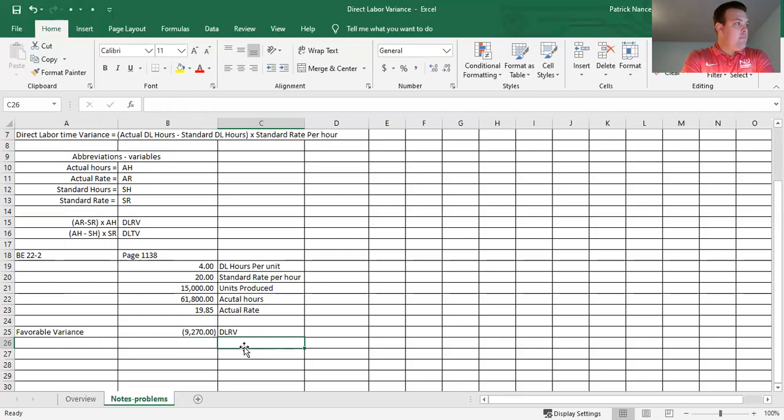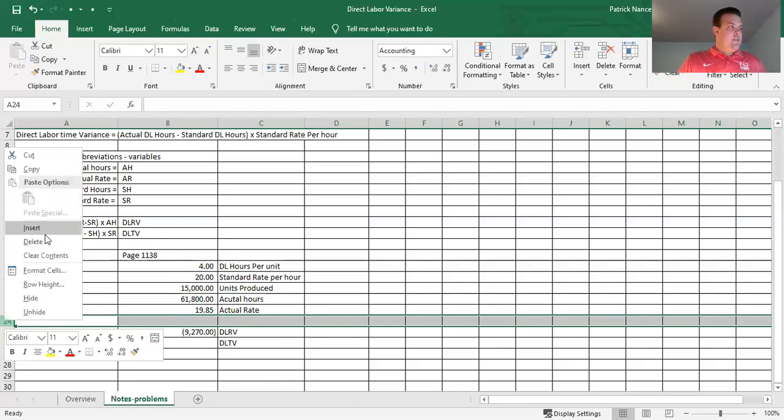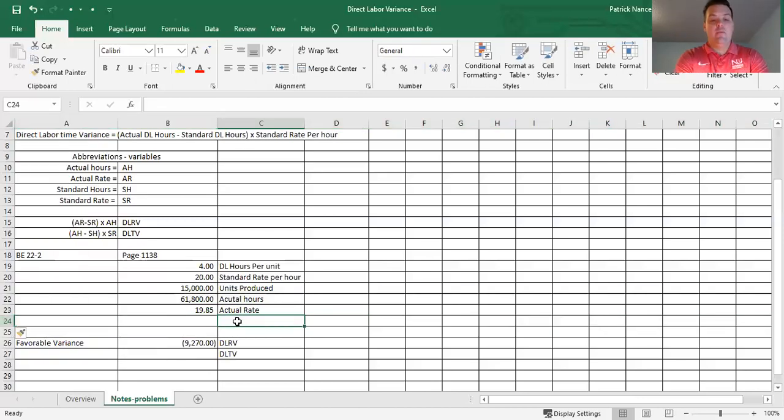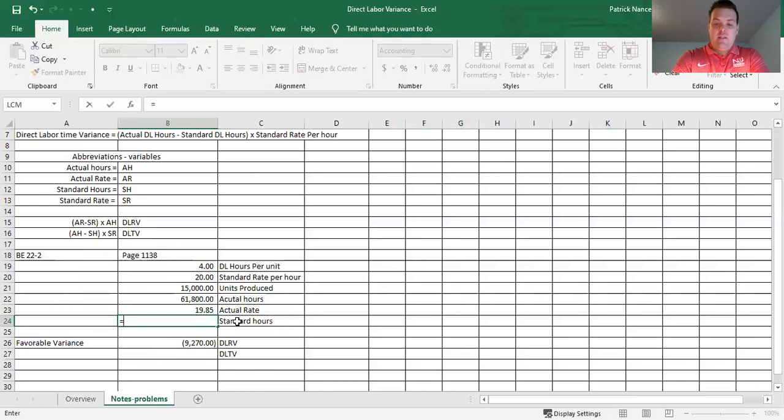So my direct labor time variance: I've got actual hours minus standard hours, but do I have standard hours here? Okay, this is what I was mentioning earlier. They're not always going to just give you the standard hours, but here's what I do know. I know how many I manufactured, and I know how much I should use as a standard per unit. Since I should spend 4 hours per unit and I produced 15,000 units, I can find my total standard hours. So my total standard hours should be 60,000.